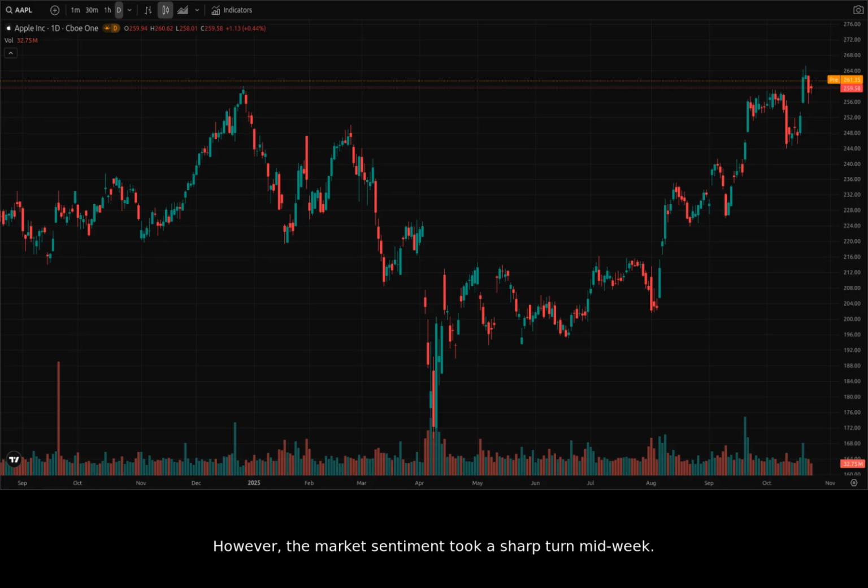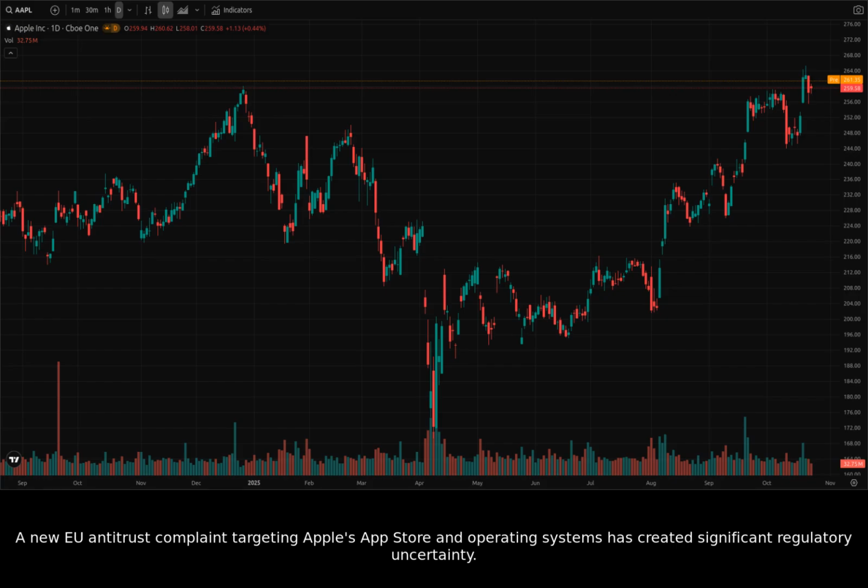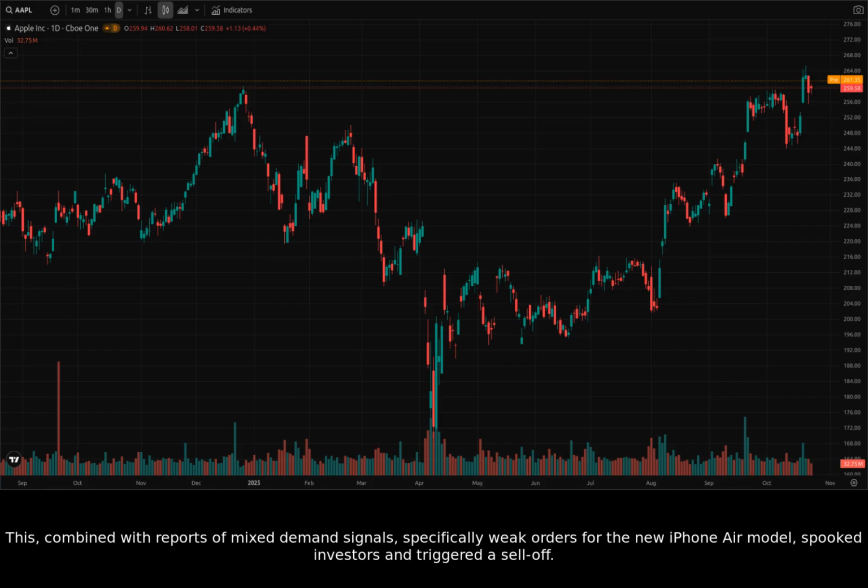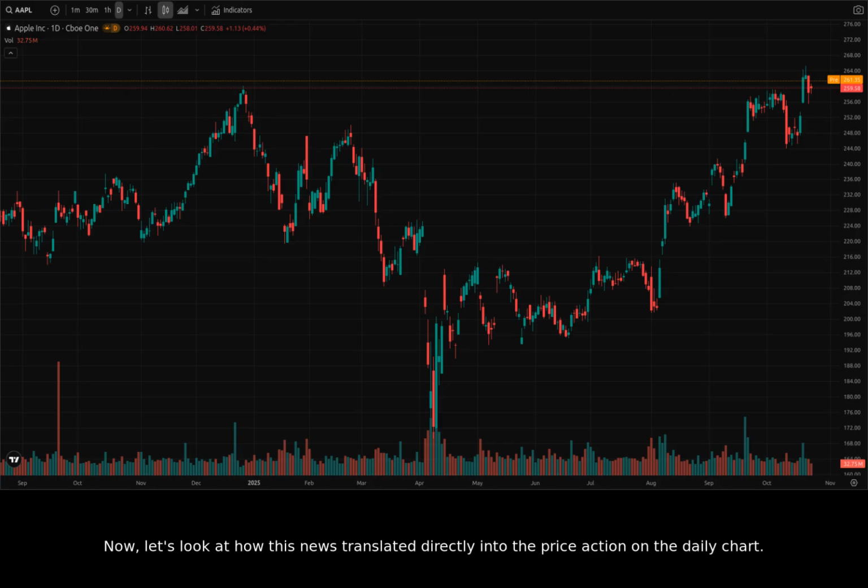However, the market sentiment took a sharp turn midweek. A new EU antitrust complaint targeting Apple's App Store and operating systems has created significant regulatory uncertainty. This, combined with reports of mixed demand signals, specifically weak orders for the new iPhone Air model, spooked investors and triggered a sell-off. Now, let's look at how this news translated directly into the price action on the daily chart.